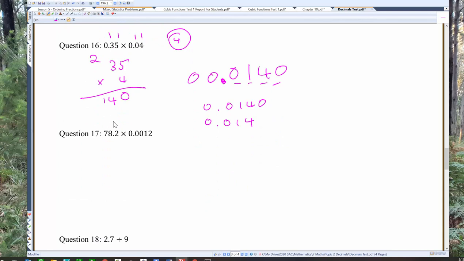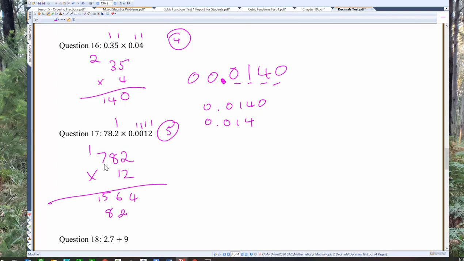Okay, this one here we've got 1, 2, 3, 4, 5. 5 decimal places in the question. I'm going to do 782 multiplied by 12. 2 2s are 4. 8 2s are 16. 7 2s are 14. 1 is 15.